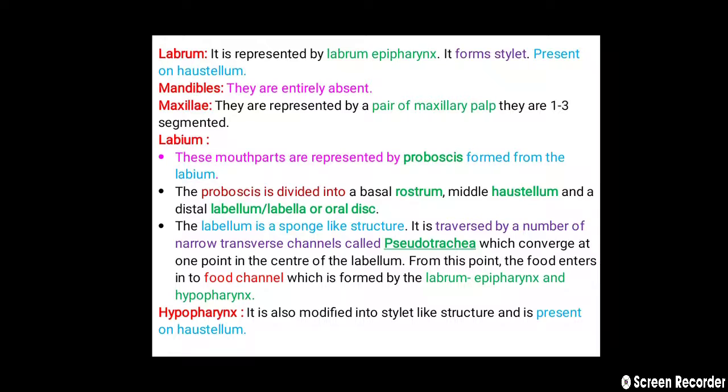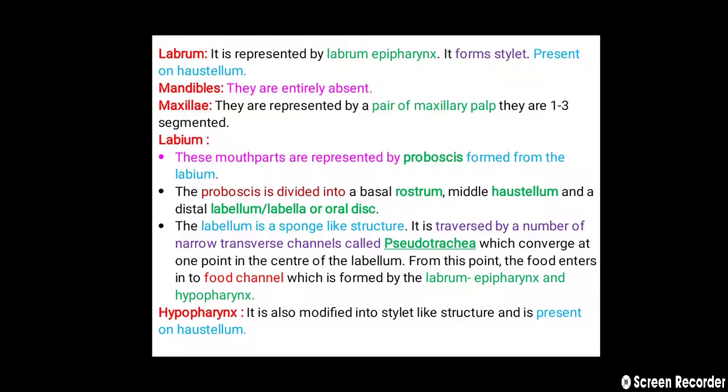Then the parts of the sponging type of mouth parts. First is the labrum. It is represented by the labrum epipharynx, and it forms a stylet and is present on the haustellum. Then second is the mandibles, they are entirely absent. Then third is the maxillae, they are represented by a pair of maxillary palps, and they are 1 to 3 segmented. The next part is the labium.